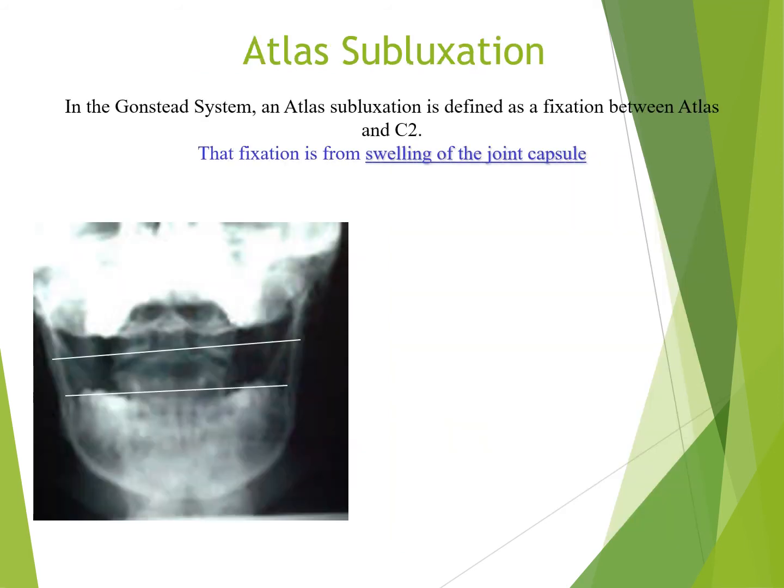Okay. Our atlas subluxation is the fixation between atlas and C2. The fixation is caused or seen on the X-ray and defined as the swelling of the joint capsule. The side of the open wedge on your A to P view is the side of the fixation, or not the fixation, but the side of laterality in the atlas subluxation. The fixation is always found on the patient. I know that on some of our lab quizzes, people were confusing your toggle listings with your Gonstead listings for upper cervical.